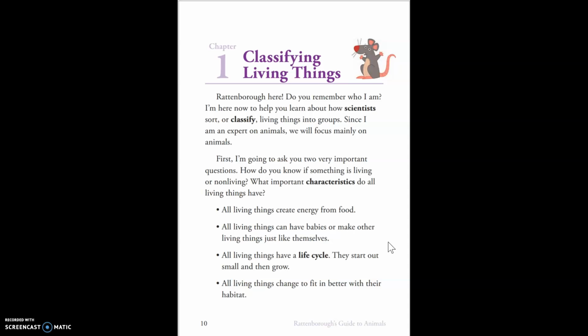First, I'm going to ask you two very important questions. How do you know if something is living or non-living? What important characteristics do all living things have? All living things create energy from food. All living things can have babies or make other living things just like themselves. All living things have a life cycle. They start out small and then grow. All living things change to fit in better with their habitat.